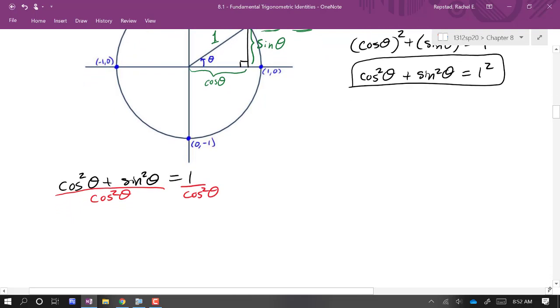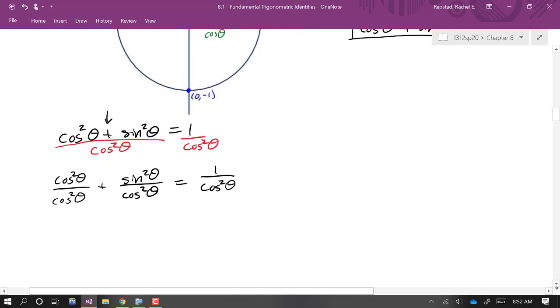Now on the left side, I'm going to split up the fraction over the addition that's happening up top. So I've got cosine squared theta over cosine squared theta plus sine squared theta over cosine squared theta equals 1 over cosine squared theta. And I'm going to do a little bit more rewriting. Now the cosine squared over cosine squared is clearly 1.